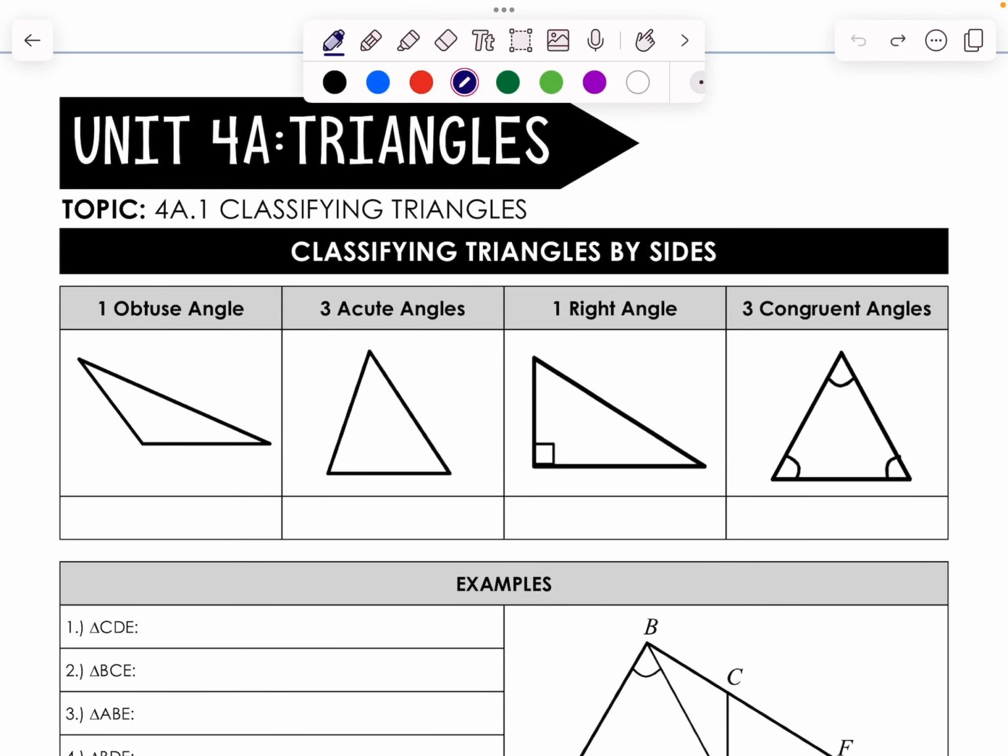All right, so we're going to talk about 4A.1 classifying triangles. Our first topic is classifying triangles by, this is actually supposed to be angles, so if y'all want to go ahead and change that. Okay, so for classifying triangles by angles, if we have an obtuse angle, it's going to be an obtuse triangle.